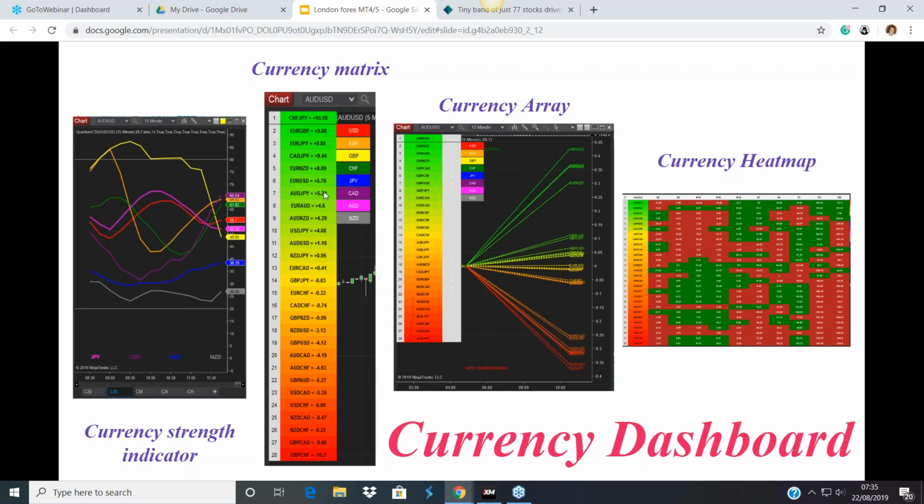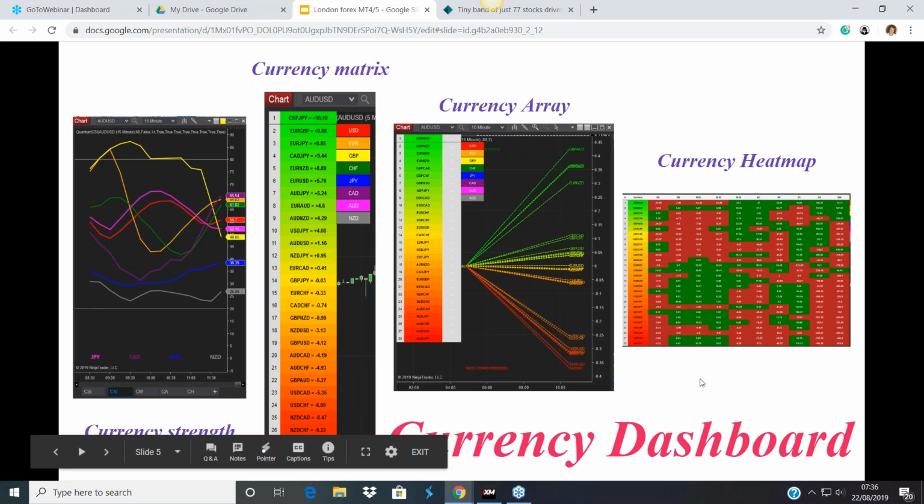Then we have the matrix, which ranks the performance of the 28 pairs that we focus on in this market. We have the array, which measures the momentum of any move that is underway, and then we have the heat map, which looks at the performance of the currencies across multiple time frames. These are the forex specific ones.